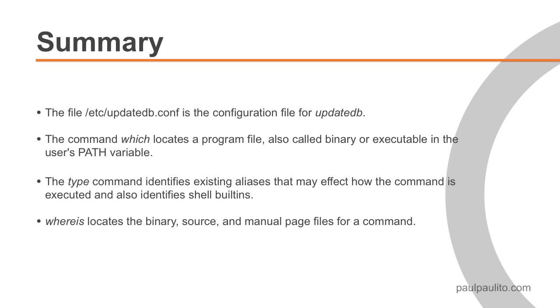The command which locates a program file, also called binary or executable, in the user's path variable. The type command identifies existing aliases that may affect how a command is executed and also identifies shell built-ins. Whereis locates the binary, source, and manual page files for a command.